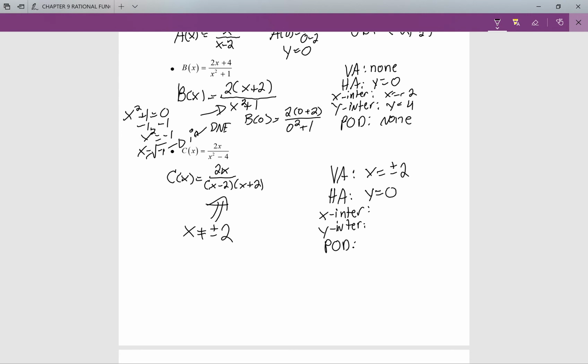My x-intercept occurs when the top equals 0, so it will occur when x equals 0. My y-intercept occurs when I substitute in 0, so I go c at 0 equals 2 times 0 all over 0 squared minus 4, which again gives me 0. So my y-intercept occurs at y equals 0. Lastly, my point of discontinuity, we again see that nothing canceled. So no point of discontinuity, they don't get one.